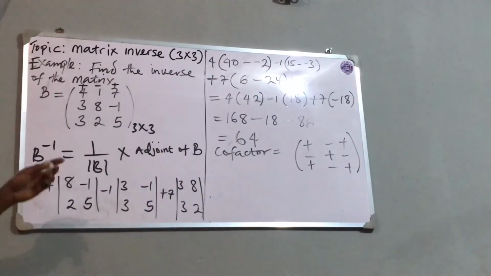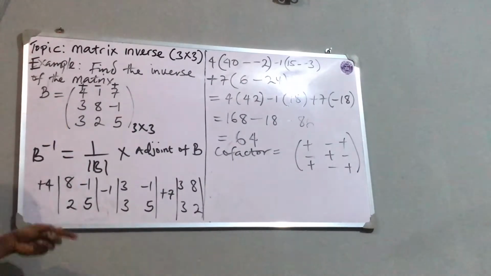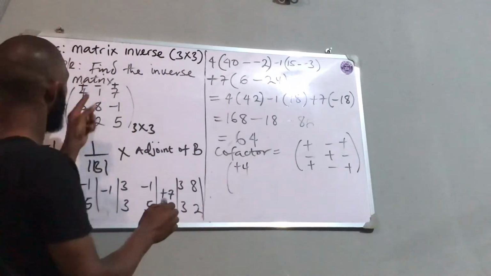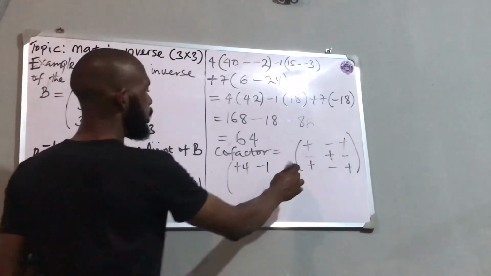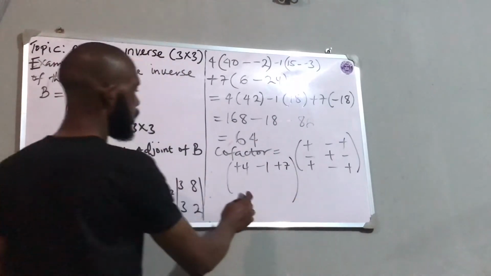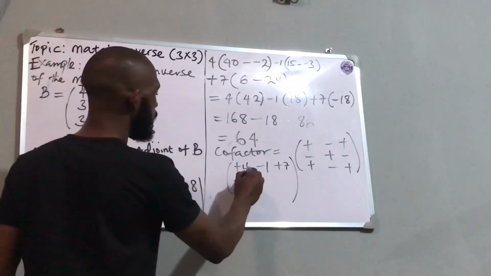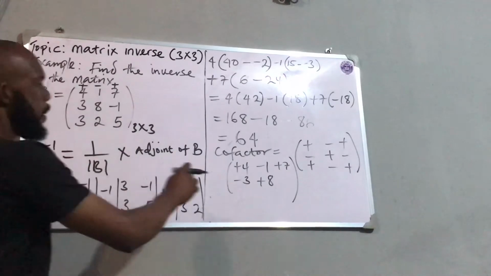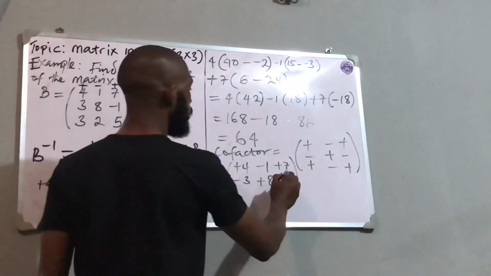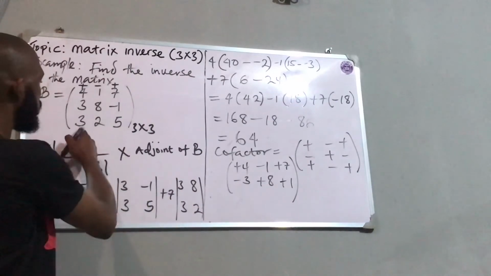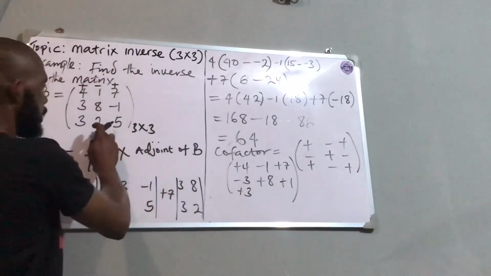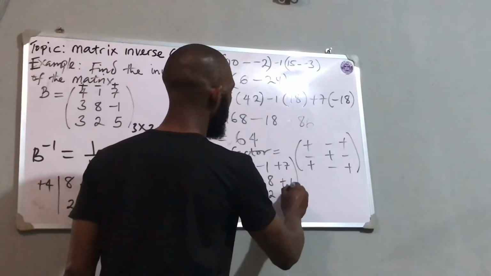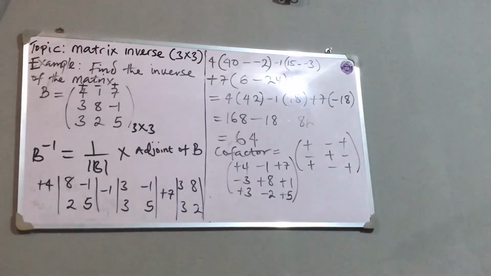So all we need to do is just to put the signs on each element. So I have this to be plus 4, plus 4. Next one is minus 1, plus 7, minus 3, plus 8, minus to give you plus, so I have plus 1. Next one is plus 3. Next is minus 2. And the last one is plus 5. So this is my cofactor for this matrix.